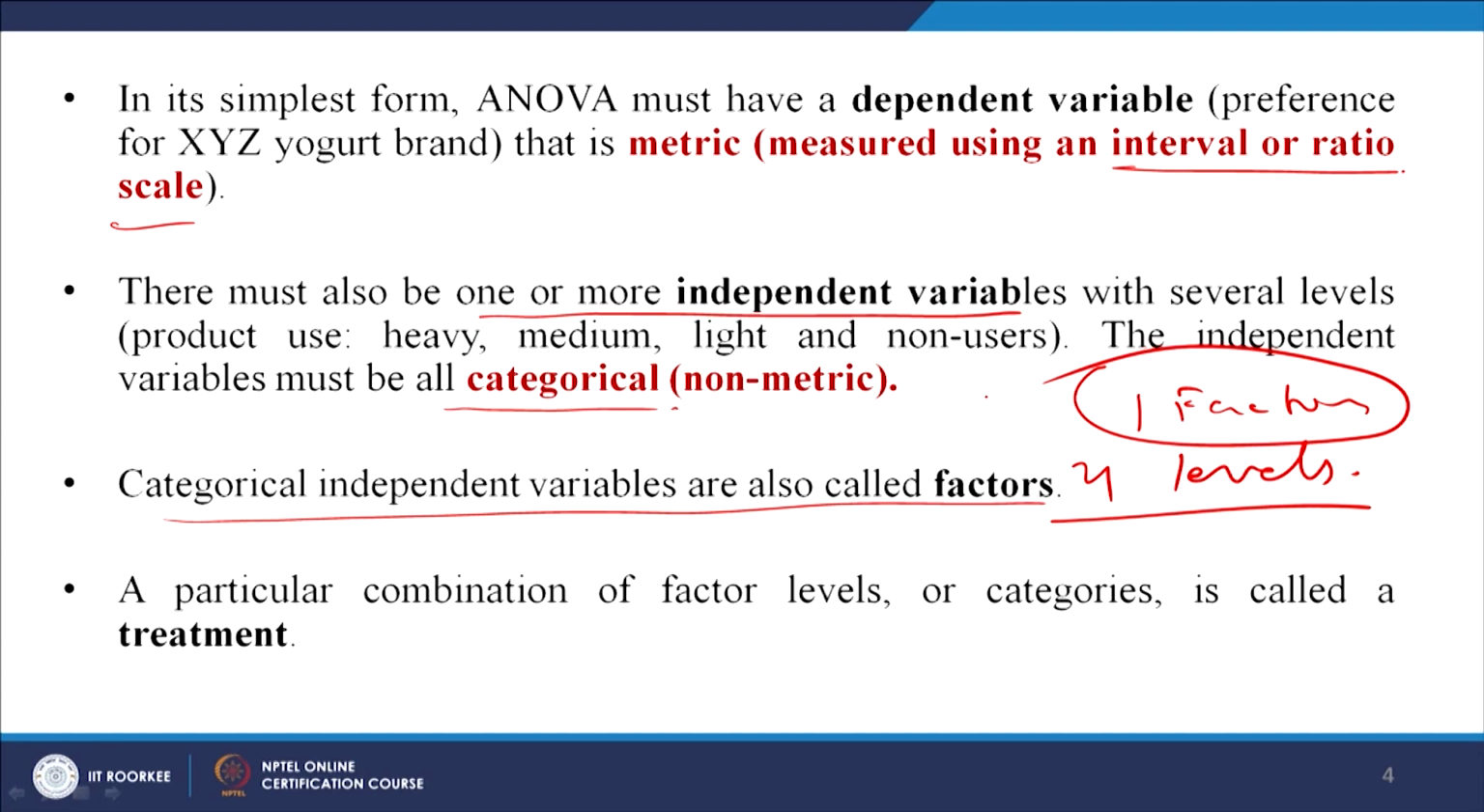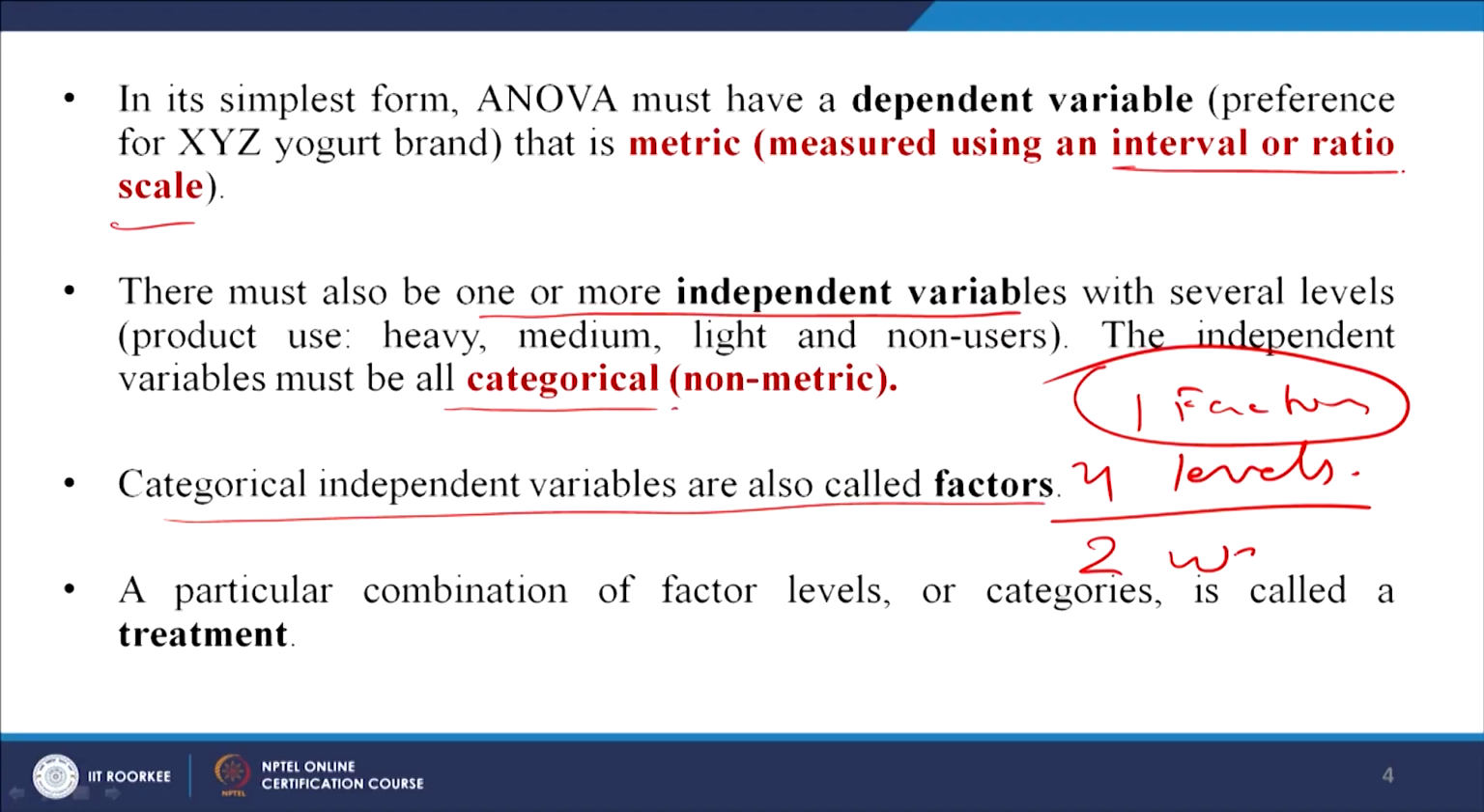Had it been, let us say, the type of user along with the income of the user, then we would be trying to check not only the type of user's effect on the brand's preference, but also the income, what income group he comes from, that also affects the preference for a particular brand. In that case, this would not have been a one factor ANOVA, but a two way ANOVA, because there are 2 factors, one the user, the other the income, right.